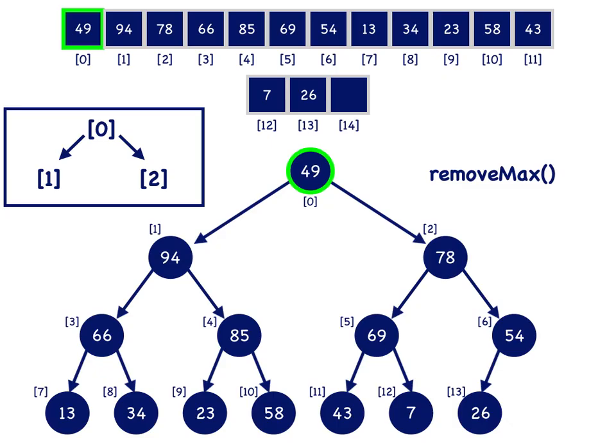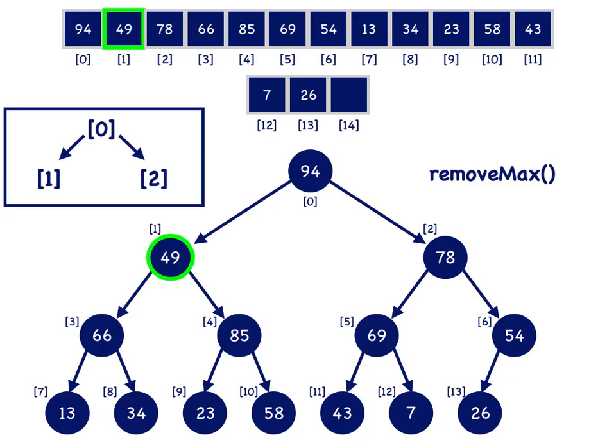The next step is to determine which side a violation occurs on, the left side, right side, or both. And after comparing, we see that a violation occurs on both sides. So, as we discussed in the first video, when a violation occurs on both sides, we're going to swap the parent node with the larger of the two values, which in this case is 94. So we're going to swap the node at index 0 with the node at index 1. Then we're going to repeat this process.